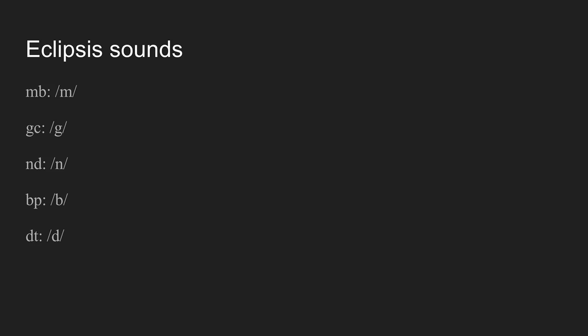And so here are the eclipse sounds, which are MB, which is M or ma, GC, ga, ND, na, BP, ba, and DT, da.